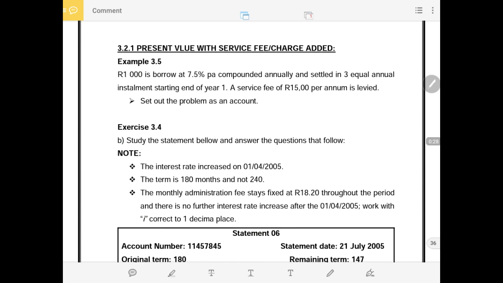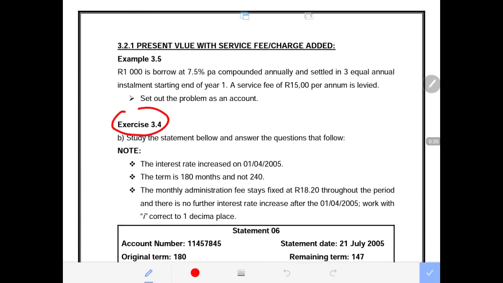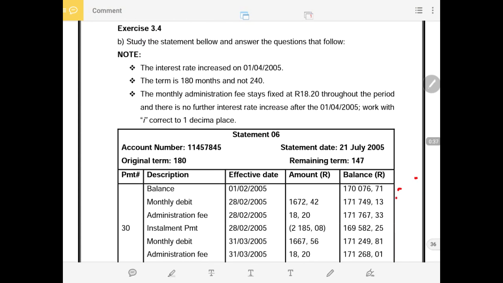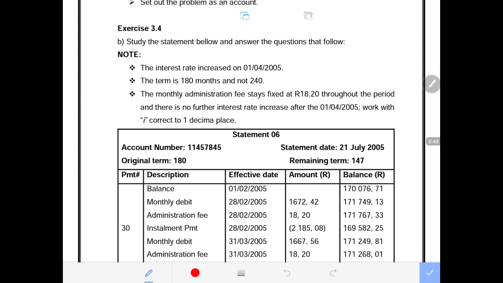3.4, and exercise 3.4 has a statement that needs to be analyzed. After the statement is analyzed, we can answer the questions that follow. It says study the statement below and answer the questions that follow. Very important to note the following: the interest rate increased from the 1st of April 2005.